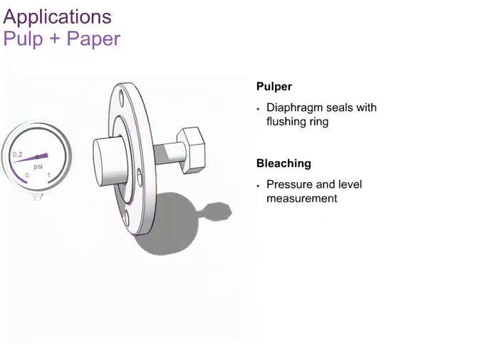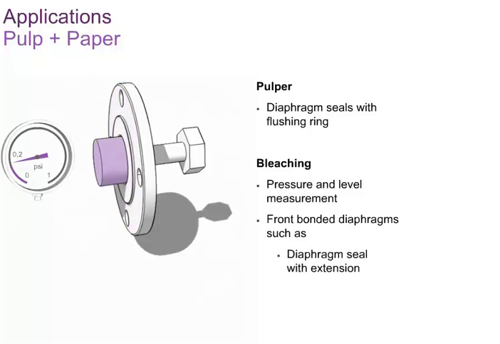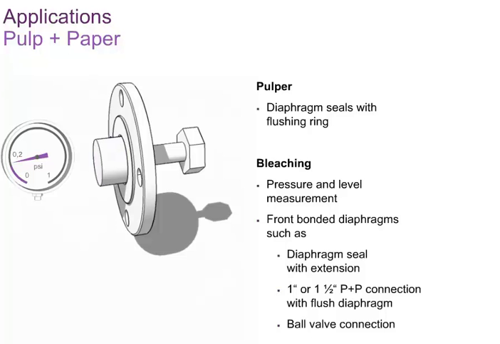The bleaching process requires front-bonded diaphragms as used in pulp production. In addition, there are diaphragm seals with an extension tube, with 1-inch or 1.5-inch connection with a flush diaphragm, or with special connections which can be integrated into a ball valve.